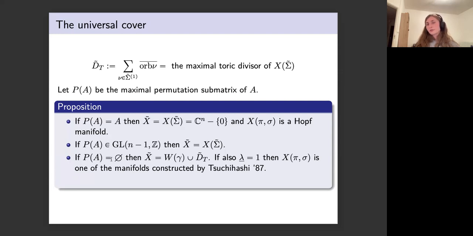And then in particular, you can say a bit more when you know that there is absolutely no permutation submatrix in this A. In this case, you will know, for instance, that the maximal toric divisor of the toric variety will be fully contained in your universal cover.